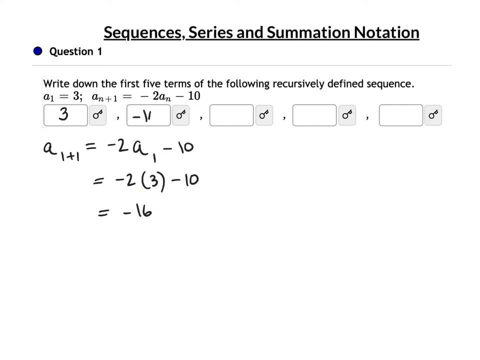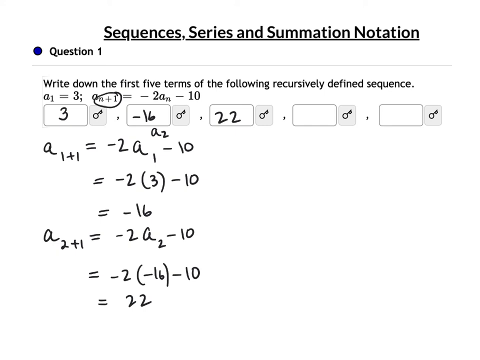And then the next term, a sub n plus 1, which is a sub 2 plus 1, would equal negative 2 times a sub n, which is the current term, that's a sub 2, minus 10. This is equal to negative 2 times negative 16 minus 10. That's 32 minus 10, which is 22.